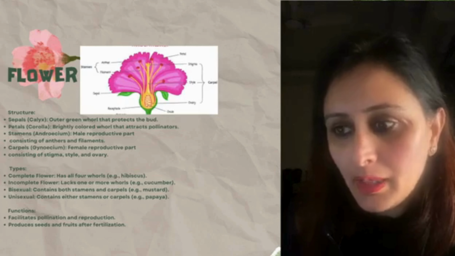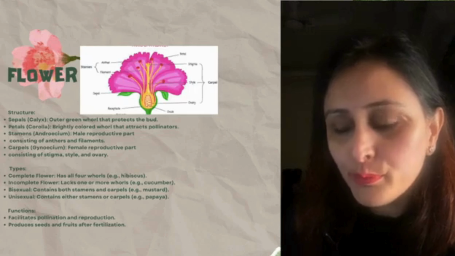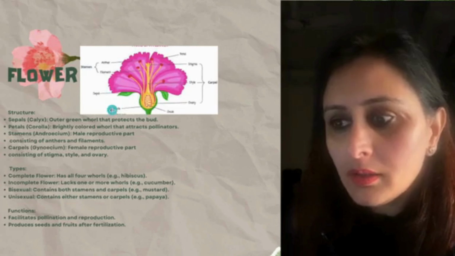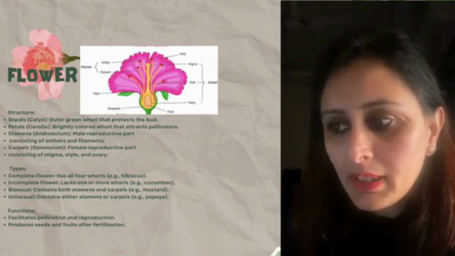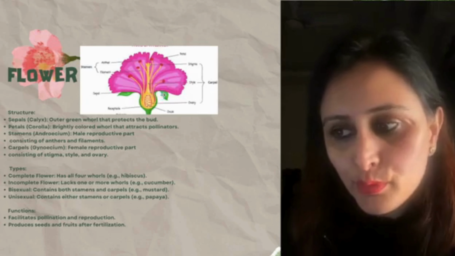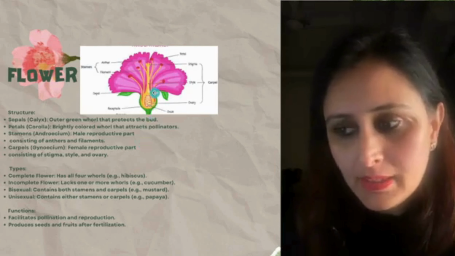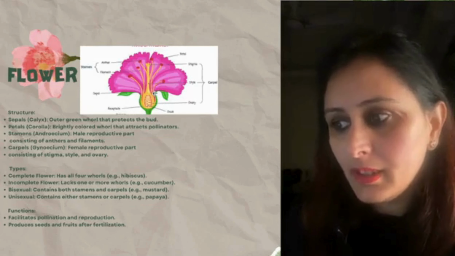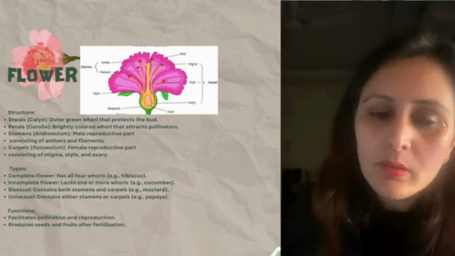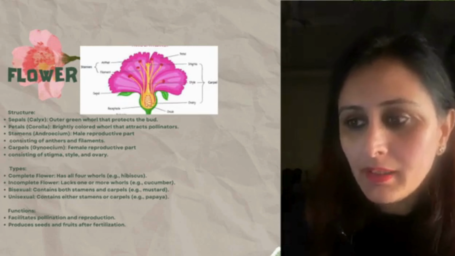Coming to the types of flowers. A complete flower has all the four whorls, like this hibiscus flower, which is taken as the example here. Next is the incomplete flower. It may lack one or two whorls, as in the cucumber. In bisexual flowers, both stamen and carpels are present. In unisex flowers, either stamen or the carpel is present, right? So here the pollination happens when pollen moves with the help of the wind or with the insects, right?